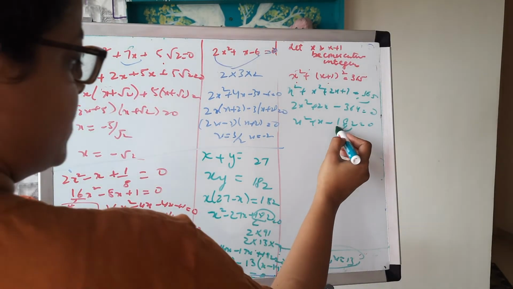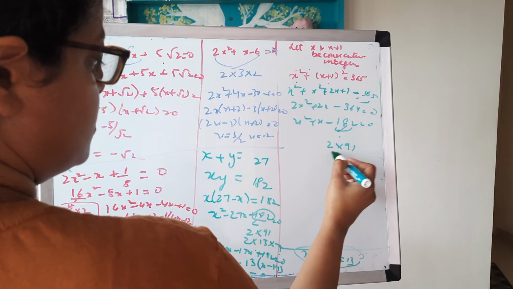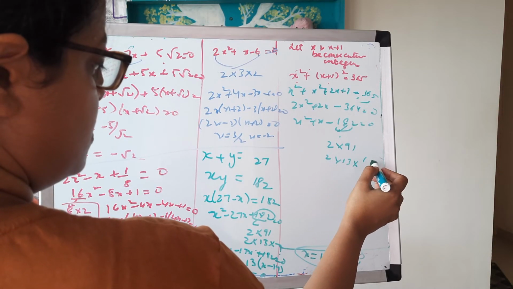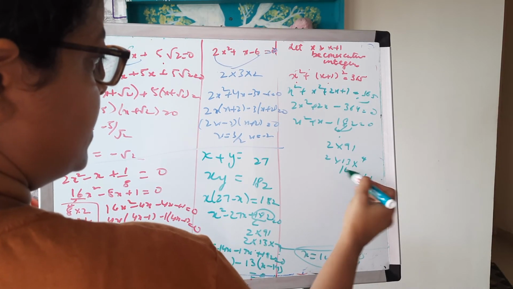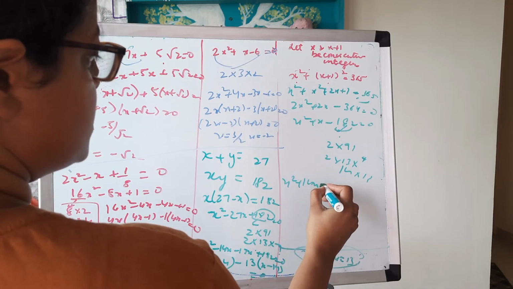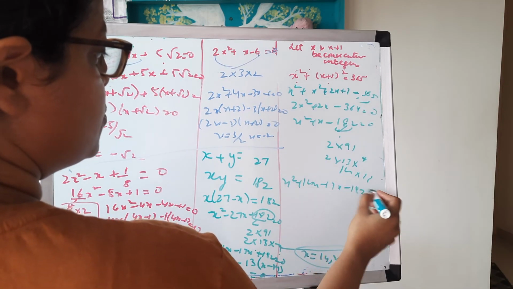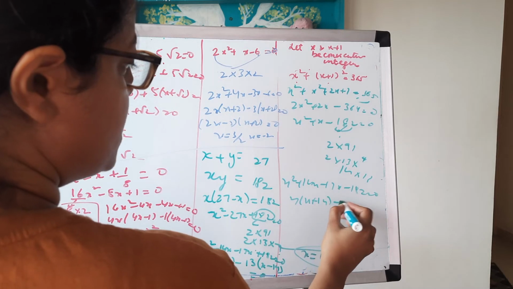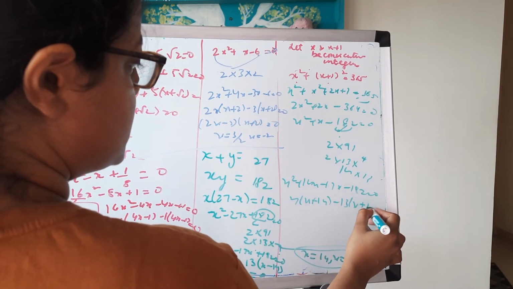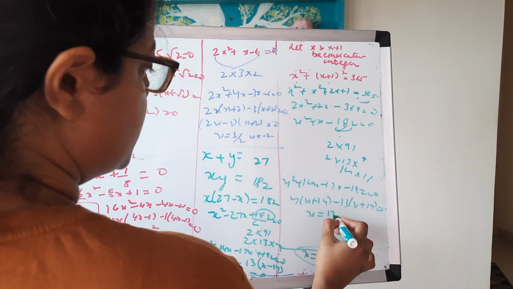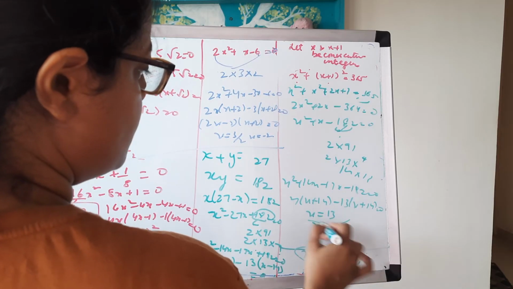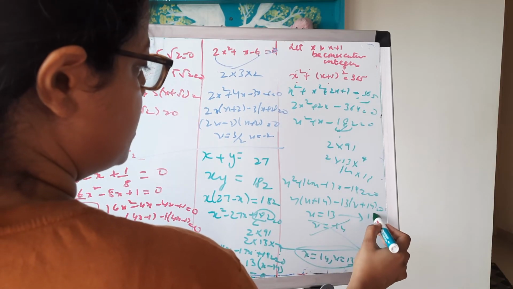What is 182? 2 into 91, 2 into 13 into 7. 14 and 13 basically, right? So x square plus 14x minus 13x minus 182 equal to 0, x plus 14 into x minus 13 equal to 0. x is equal to 13, x is equal to minus 14, so this is obviously wrong. So the numbers are 13 and 14.